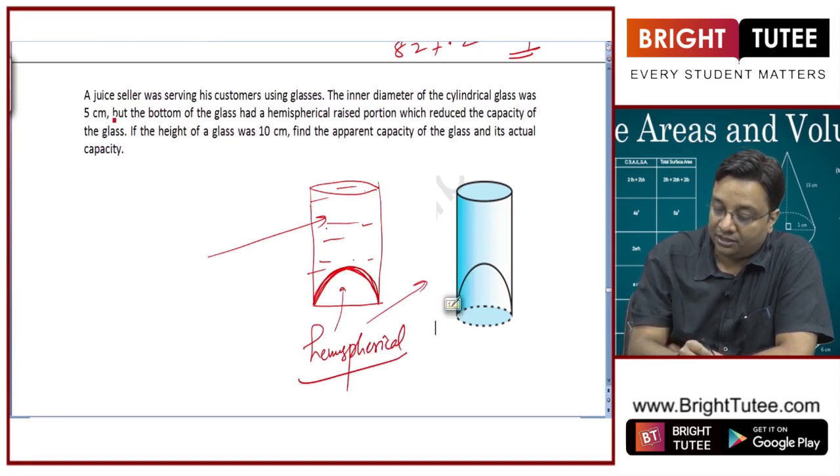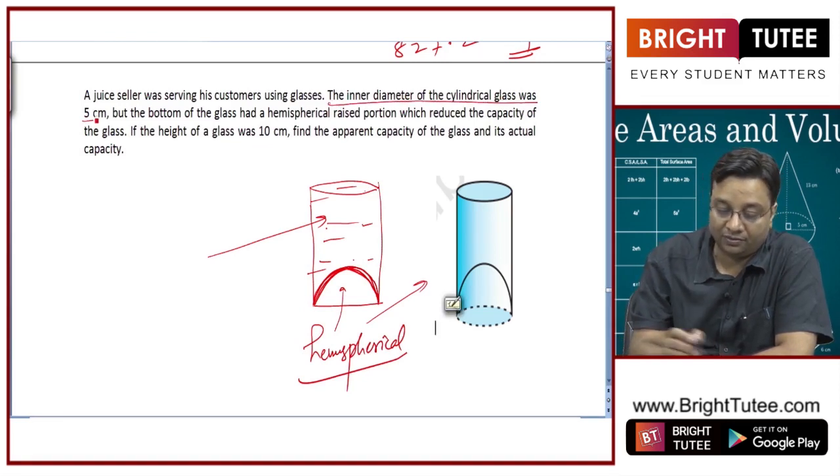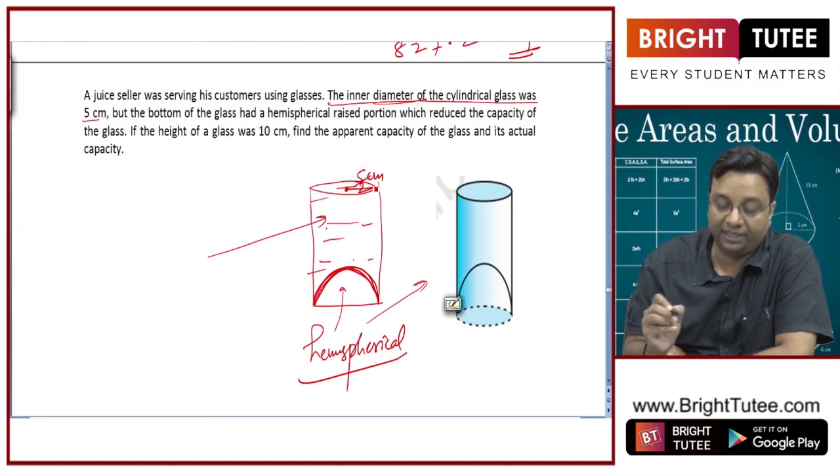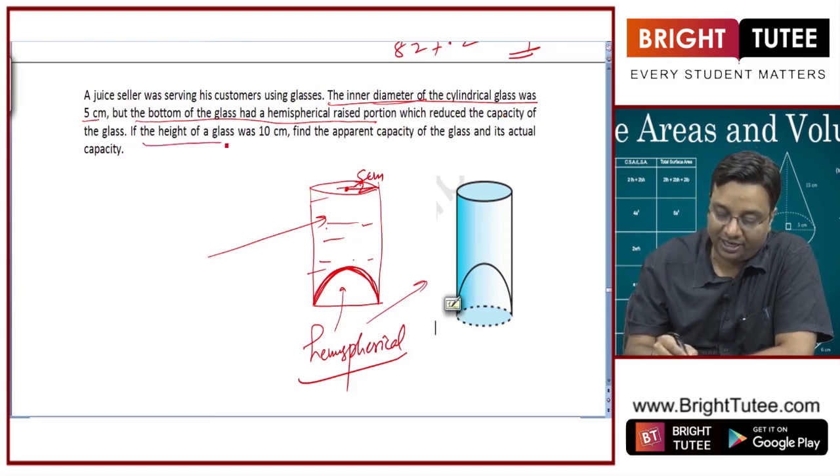right? So let us look at the question again. The inner diameter of the cylindrical glass was 5 centimeter. So this was 5 centimeter, inner diameter. So this is 5 by 2 centimeter. I am talking about radius here, so it is half of the diameter, 5 by 2 centimeter. But the bottom of the glass had a hemispherical raised portion which reduced the capacity of the glass. If the height of the glass was 10 centimeter, so this is 10 centimeter.